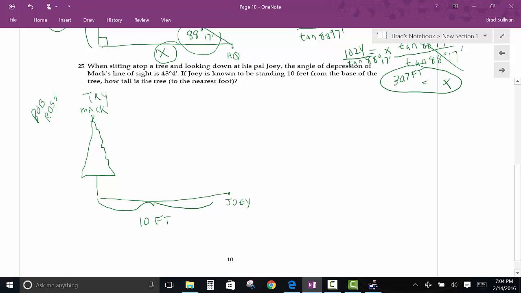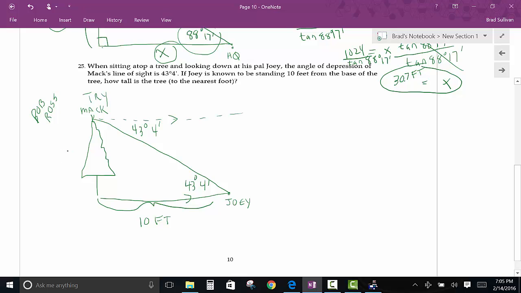And then we got old Mac. So Mac has his horizontal line of sight, which is parallel to the ground. And then he's looking down at his good buddy Joey, who's probably picking his nose or something. And that means the angle of depression is 43 degrees, 4 minutes like that. Now, that also means that this is 43 degrees, 4 minutes. So now we're ready to solve the problem.